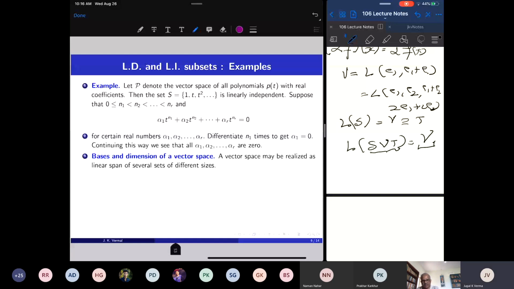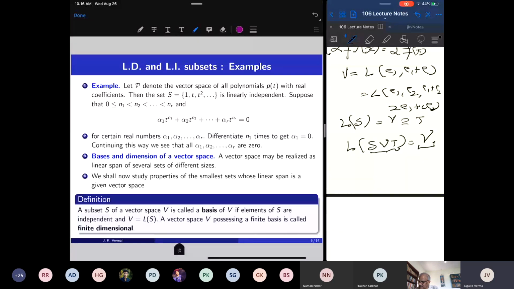Let me first express in words what a basis is. A subset S of a vector space is called a basis of the vector space if the elements of S are linearly independent and the vector space is the linear span of S. Elements are linearly independent means that whenever a linear combination of elements of S produces the zero vector, it is a trivial linear combination. And the whole space is the linear span of the given set.